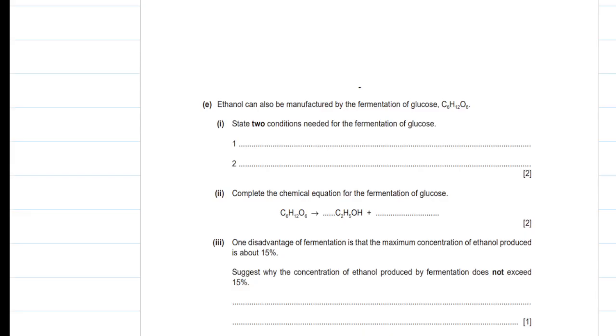Ethanol can also be manufactured by the fermentation of glucose, that is C6H12O6. What are the conditions needed for the fermentation of glucose? The conditions used are the presence of yeast enzymes, and the second condition is room temperature, that is 37 degrees Celsius.